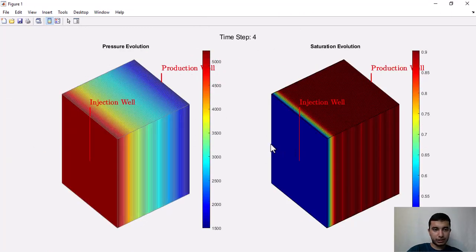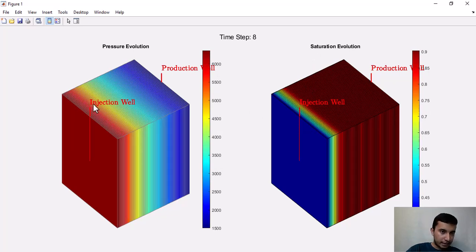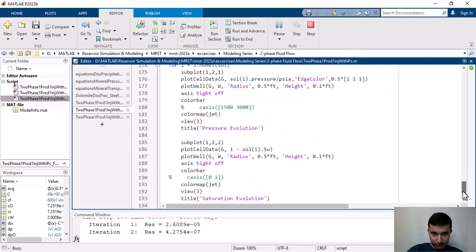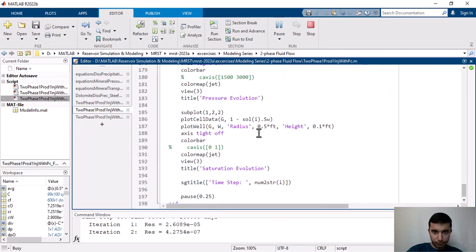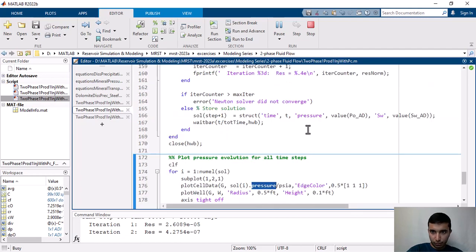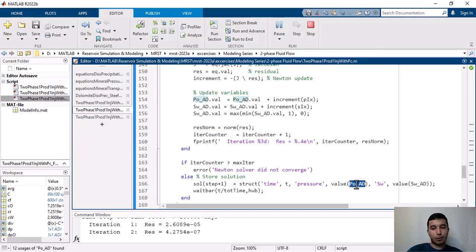All right, and as you see, in this case, the capillary pressure is considered. This is the water saturation, and this is probably the oil saturation. Let's see what it is. It is that this is water saturation and pressure. Let's see what phase it is. All right. This is actually the oil pressure. As you see, I have stored the oil pressure in this struct.